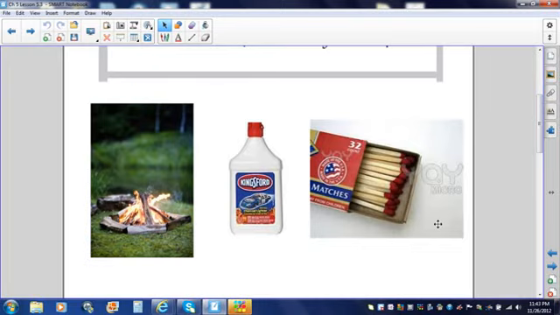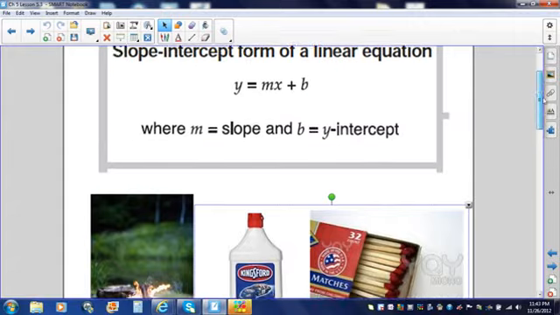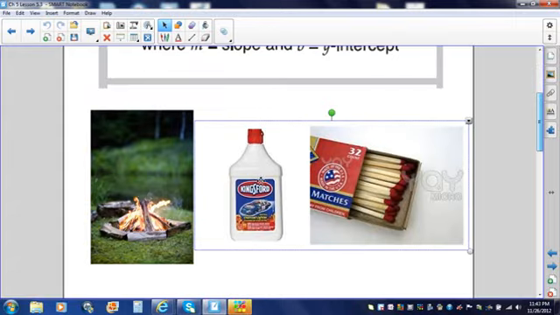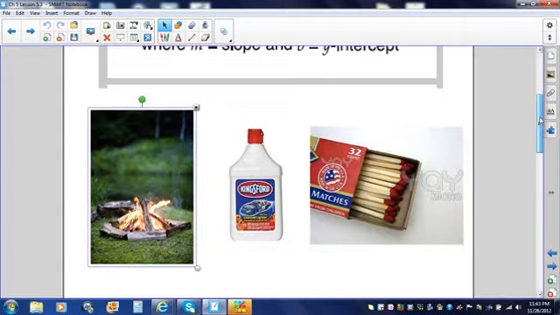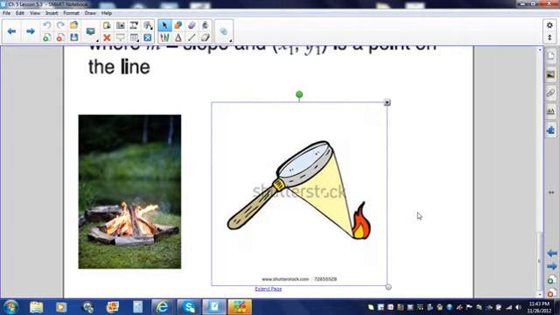Well, there are a couple different ways you can make a fire. You can use lighter fluid and matches, not that Mr. Phillips would ever do it that way, but we're going to say that slope-intercept form, y equals mx plus b, is kind of like using your lighter fluid and matches. Quick, easy way to start the fire. You also could use a magnifying glass.